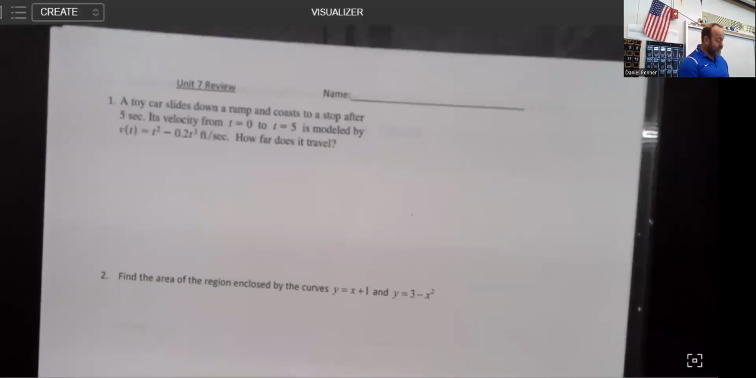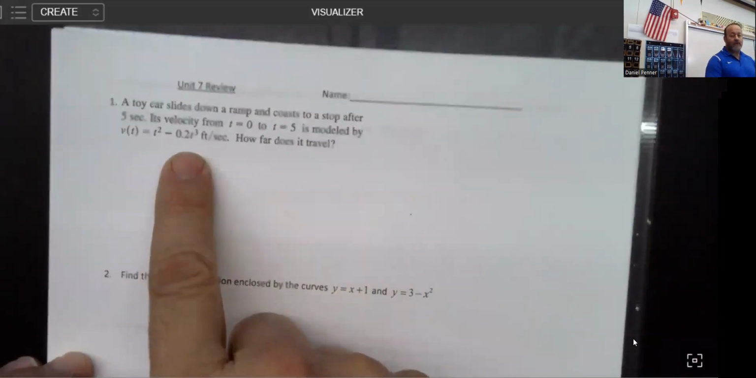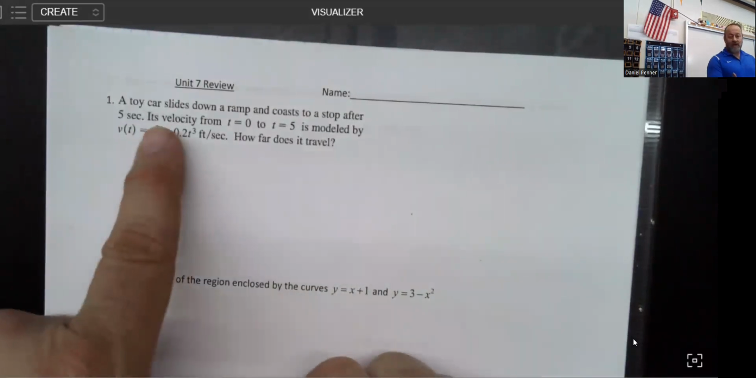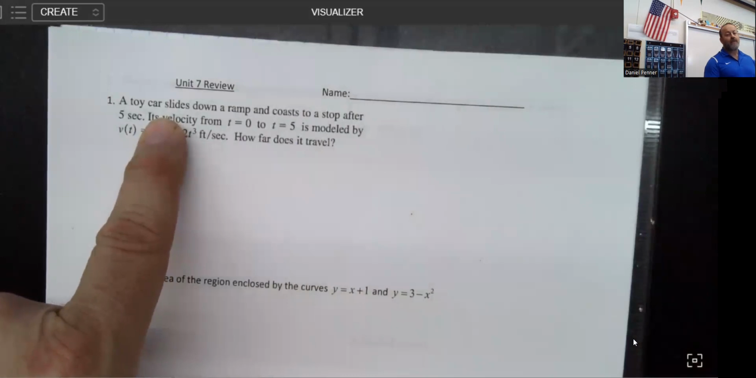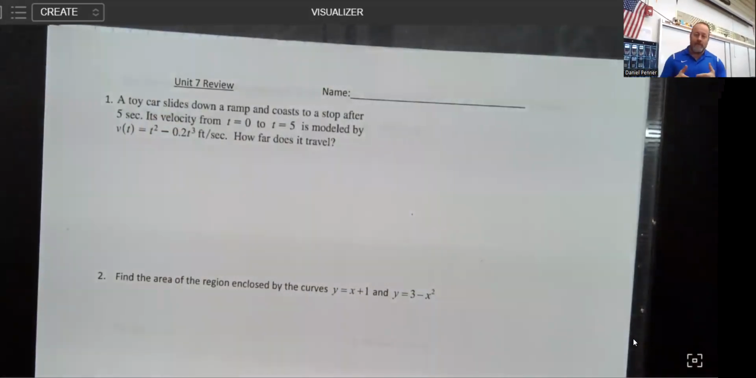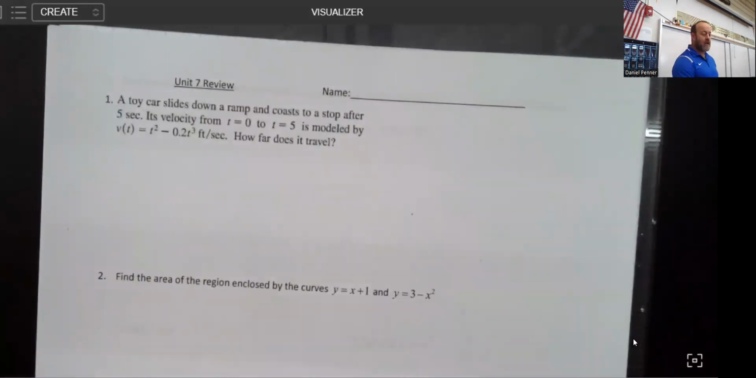So we've got this toy car here that's sliding down a ramp and coasts to a stop after 5 seconds. And its velocity is modeled this way. Now, one thing that I thought was kind of interesting is that I wanted to do something more with this problem, but based on its story here, the car is sliding backwards, so clearly its velocity will always be negative the entire time. But when you talk about how far its distance is traveled, then that would be modeled as a positive quantity because distance between values is always done as a positive entity.